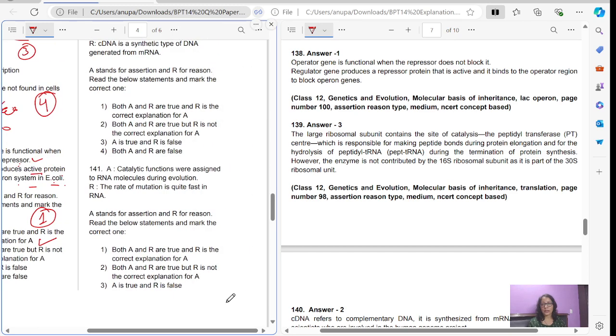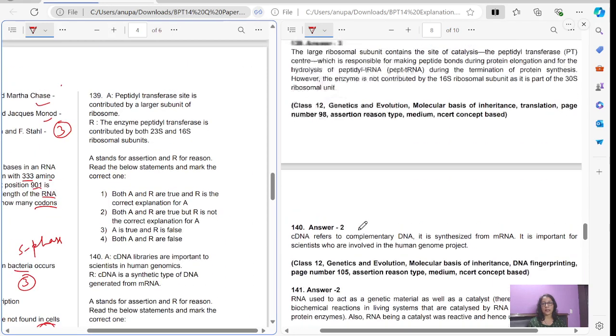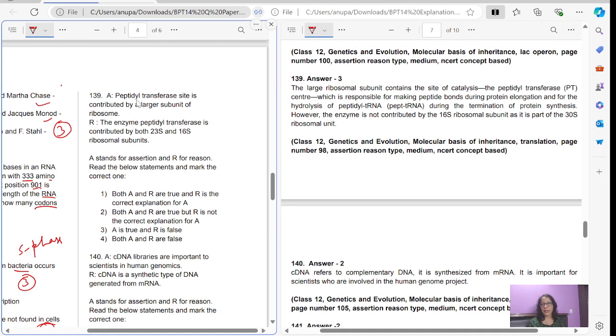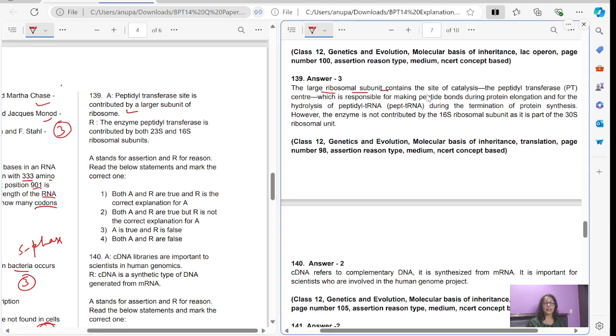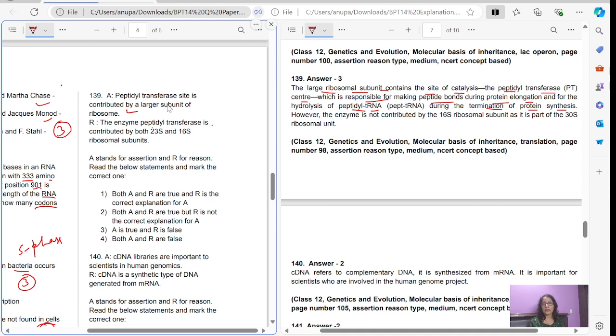Now let's move to the next question. The next question is also an assertion reason type question, and it states that the peptidyl transferase site is contributed by the larger subunit of the ribosome. So this is the assertion, and the assertion is true. The large ribosomal subunit contains the site of catalysis, known as the peptidyl transferase center, and it is responsible for making peptide bonds during protein elongation and for the hydrolysis of peptidyl tRNA during the termination of protein synthesis.